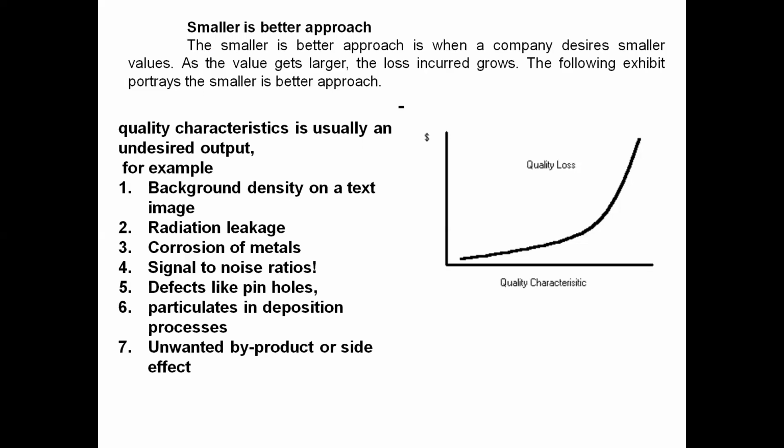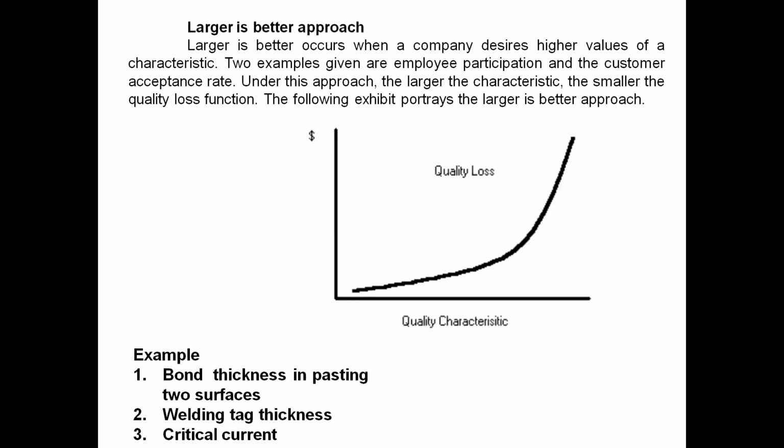The first one is normal the best. The second is smaller the better. The third is larger the better. Larger the better means the quality characteristic increases and the quality loss decreases. Larger the better occurs when the company wants a higher value of the characteristic. Two examples are employee participation and customer acceptance rate. Under this, the larger the characteristic, the smaller the quality loss.